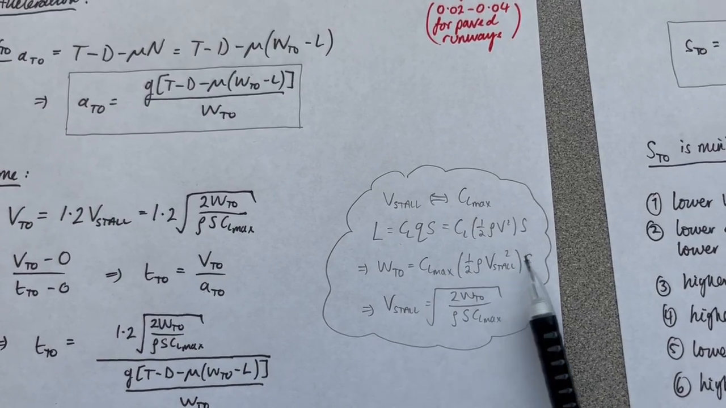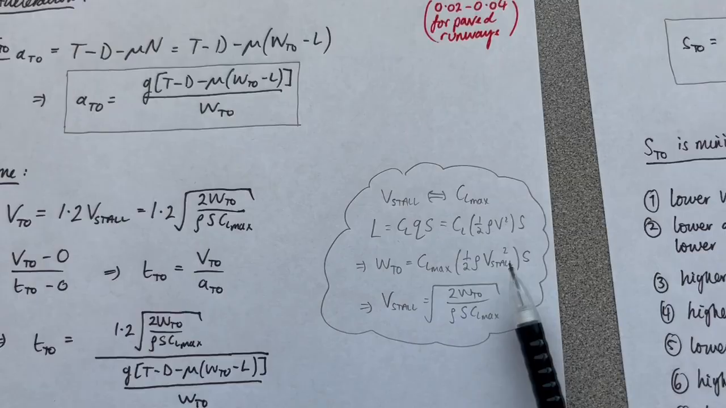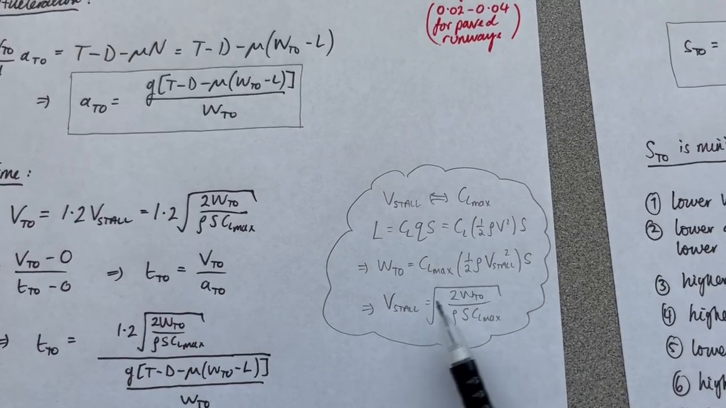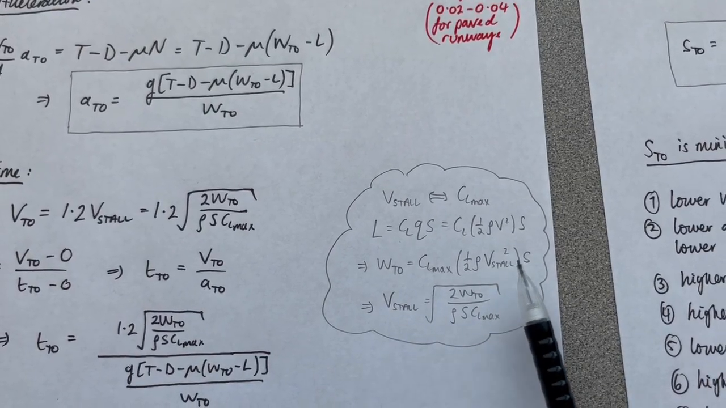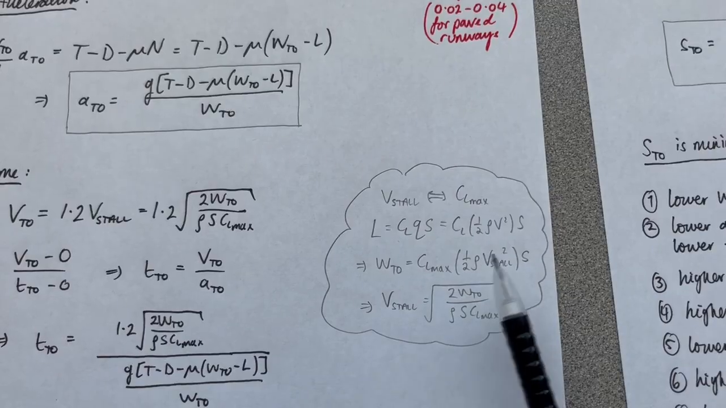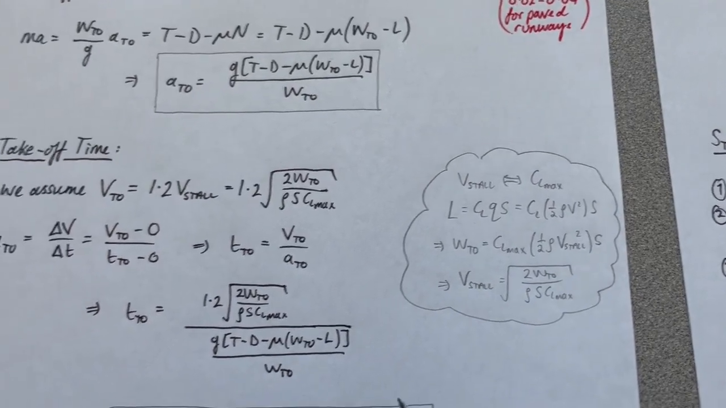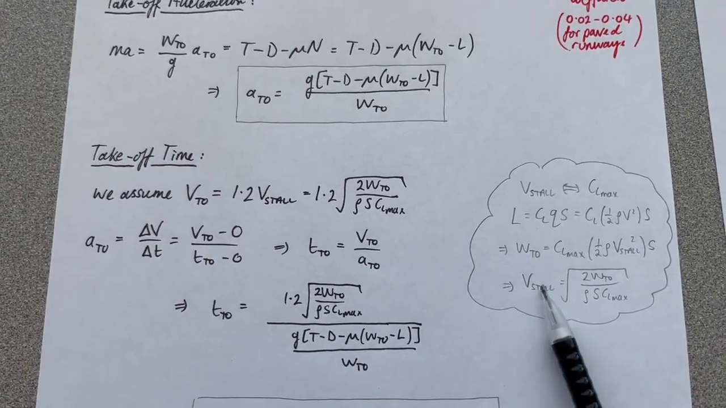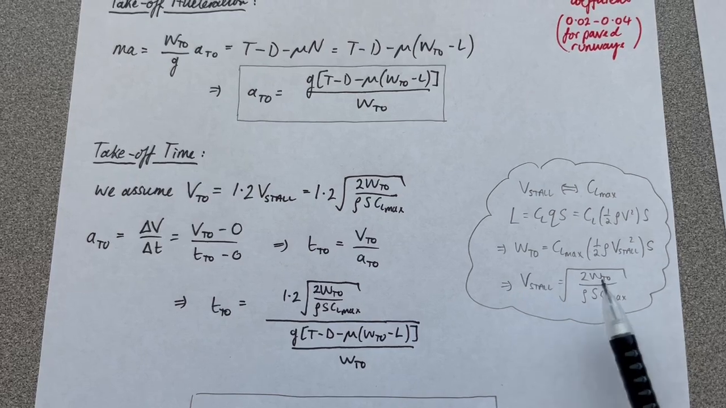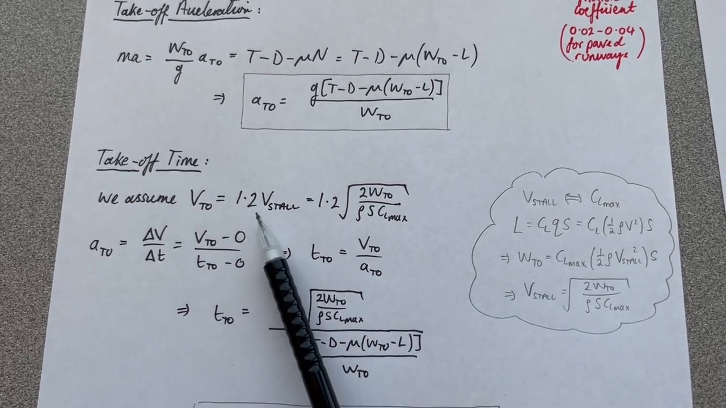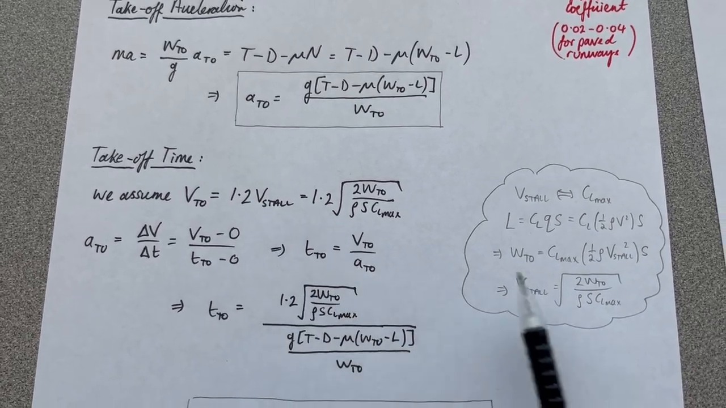So we can just rearrange this equation for V stall. So that comes from here, just rearrange the rest. We'll end up with this square root when we take the square root of V stall squared. So then once we have that, we can obviously just plug that expression into this assumption over here. So 1.2 multiplied by all of this.